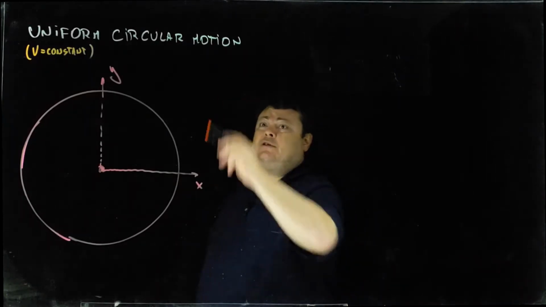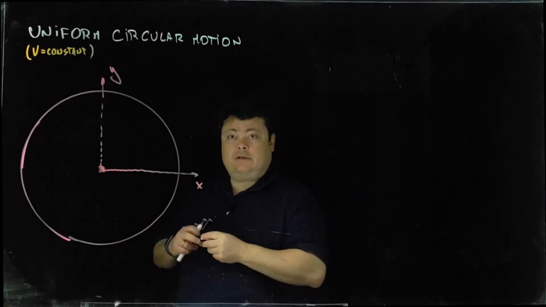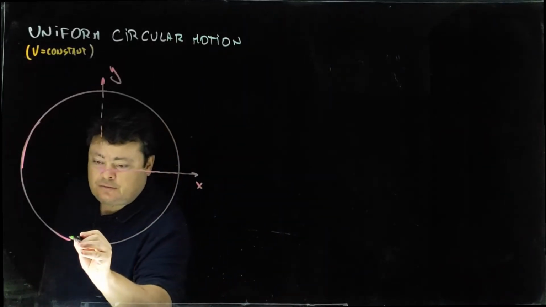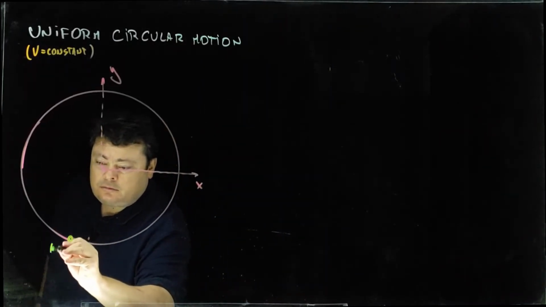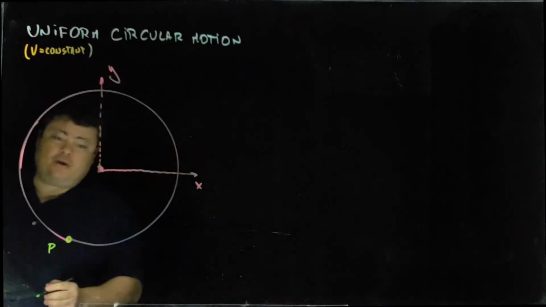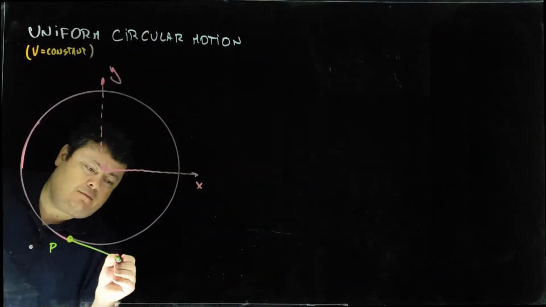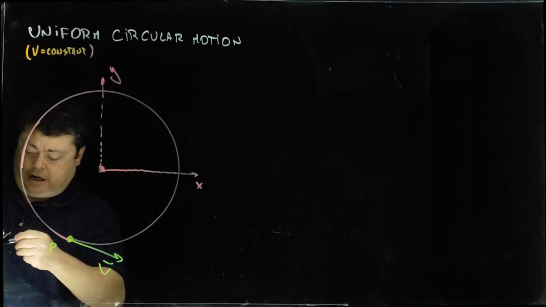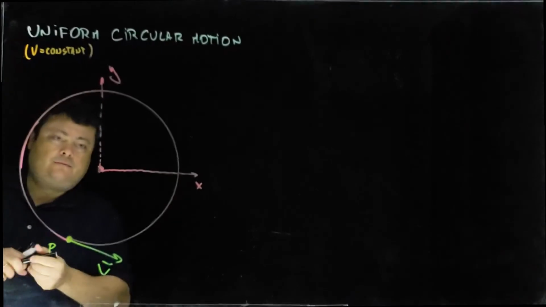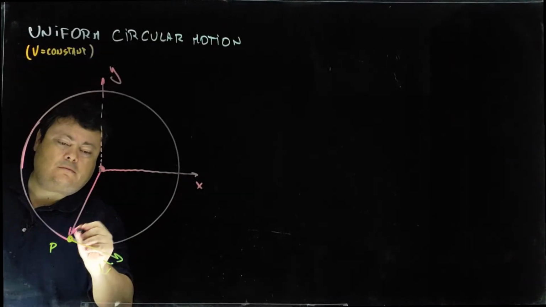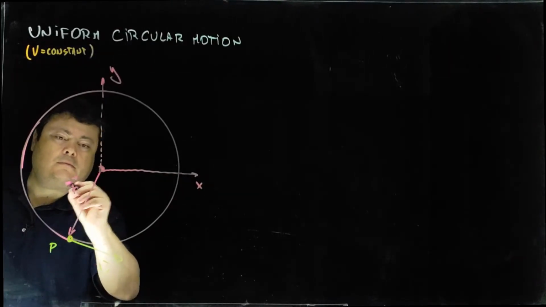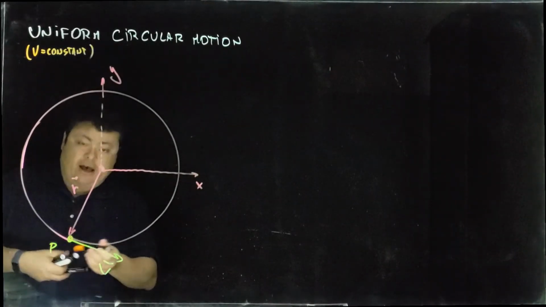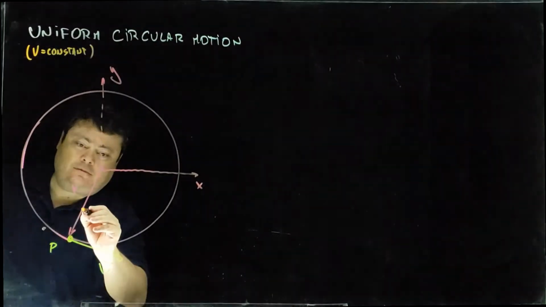And the reason why I'm studying uniform circular motion is this here. If my particle is at a certain position, P, moving, for example, with a velocity V, on a path of radius R, the only acceleration I will have is the centripetal acceleration.